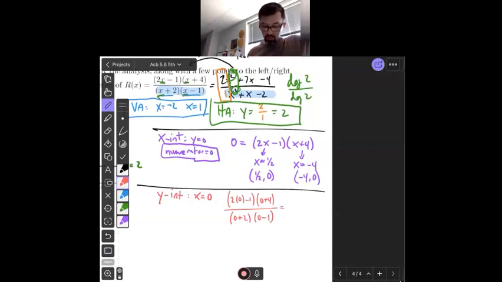2 times 0 minus 1 is -1. 0 plus 4 is 4. 0 plus 2 is 2. 0 minus 1 is -1. On the top I have -4, and on the bottom I have -2. -4 divided by -2 is just 2. So our y-intercept is (0, 2).